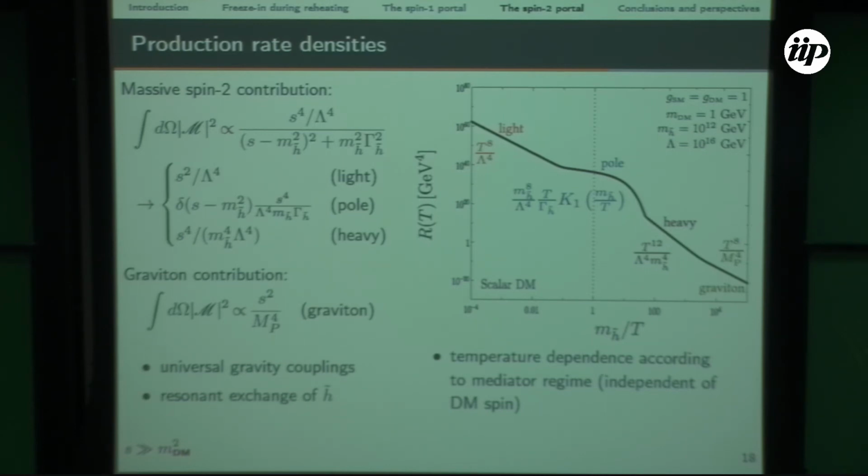When the temperature of the universe is enough to produce this spin-2 shell, we have this pole region. We don't have a temperature power law, but we have this function. If it's heavy, the production rate is suppressed by the mass of this heavy scalar, of this heavy mediator, and the exchange of a much heavier spin-2 becomes at some point much more suppressed than the Planck suppressed interaction, and we have the graviton dominating the freeze-in.